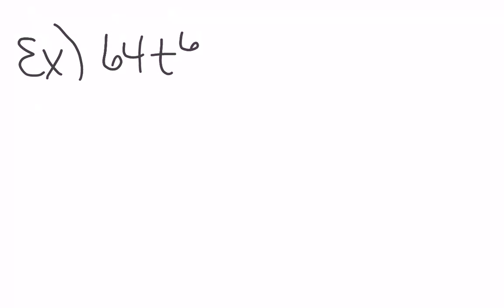Let's look at another example. 64t to the 6th minus 4k to the 8th. All right, so we look to see, yes, we could pull out a greatest common factor in this one.